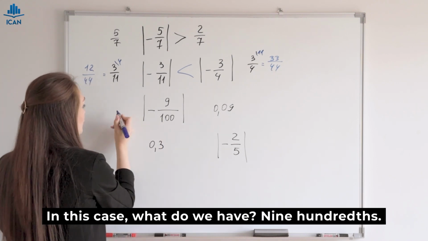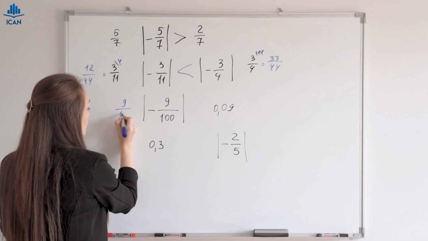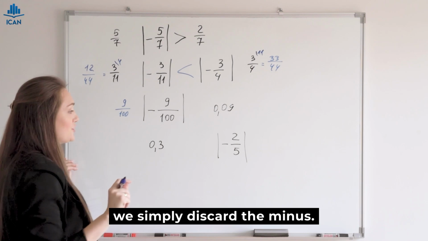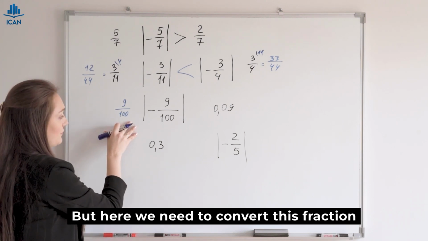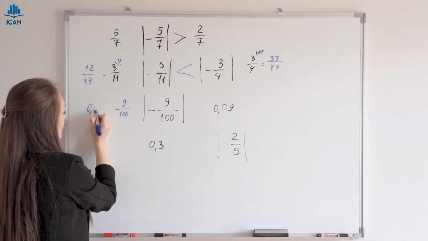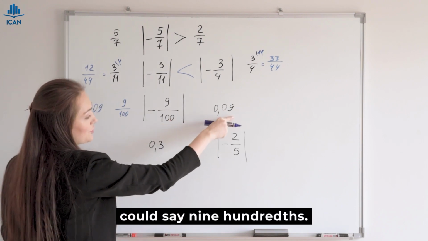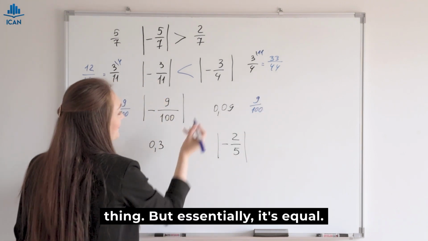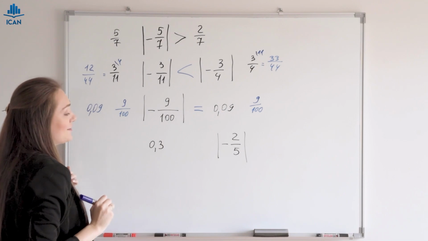In this case, what do we have? 9/100, right? Because we simply discard the minus. But here we need to convert this fraction to decimal. That's 0.09. Or we could say 9/100. It's the same thing, but essentially it's equal.